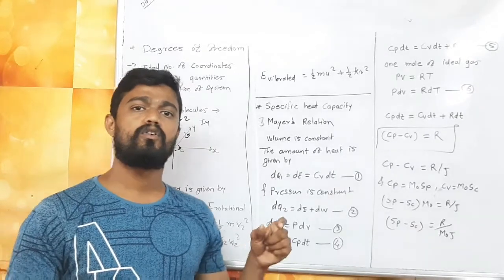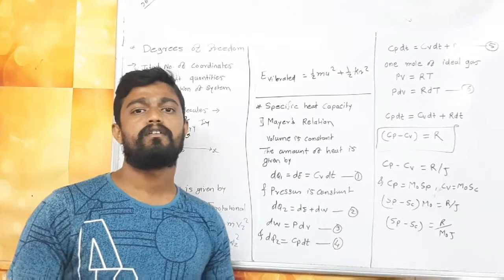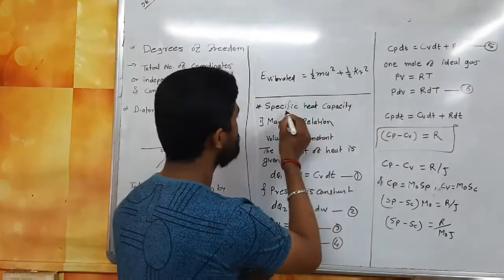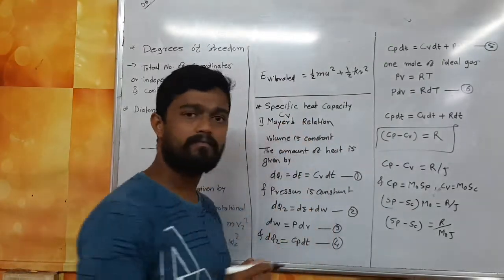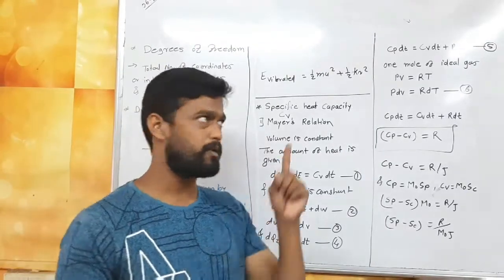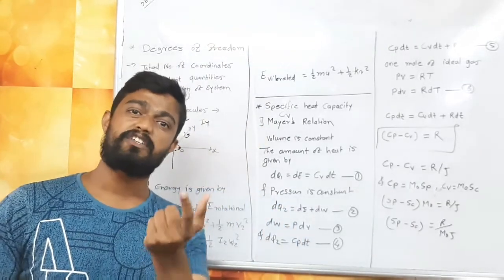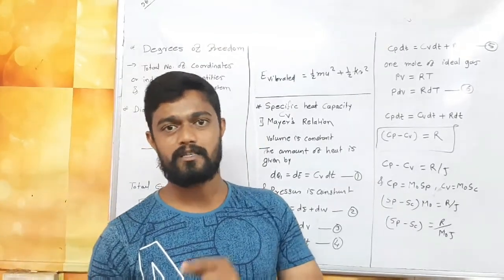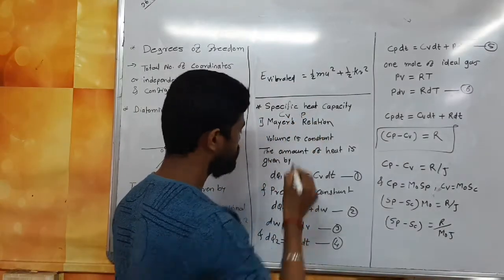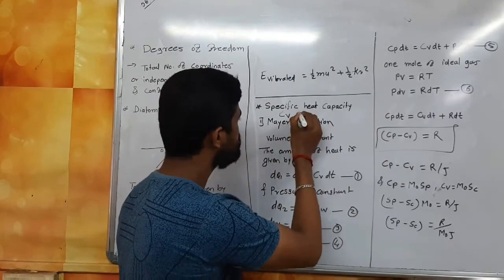Okay. So specific heat capacity depends on two quantities. Which ones? When volume is constant, it depends on Cv. When pressure is constant, the specific heat of a gas depends on Cp. Cp and Cv.